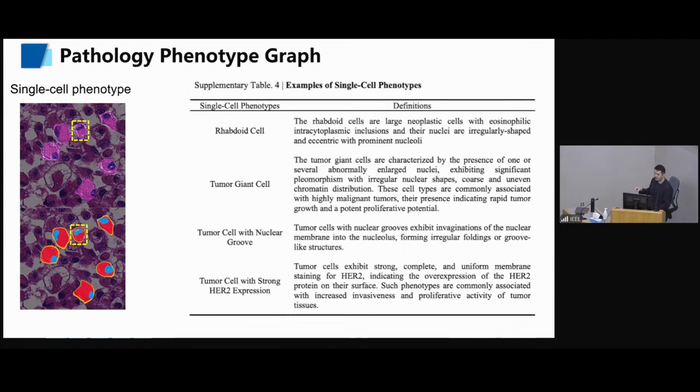The single cell phenotype refers to the phenotypic manifestation observed in an individual cell, which may include changes in cell morphology. Table 4 lists several examples, such as rhabdoid cell, tumor giant cell, tumor cell with nuclear groove. The key to objectively characterizing such a phenotype is to identify the cellular components that have undergone pathological alterations, specify their pathological features, and quantitatively describe the extent of changes.